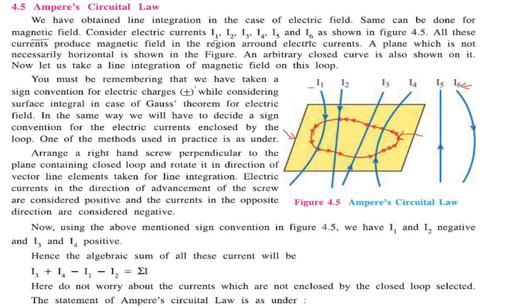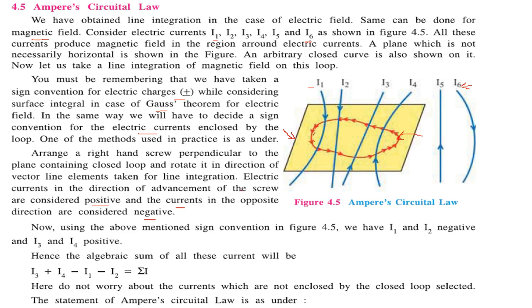There are certain things you need to remember. We have taken a sign convention for electric charges while considering the surface integral in the case of Gauss theorem for electric field. In a similar fashion, we will have to decide a sign convention for the electric current enclosed by a loop, right? Arrange a right hand screw perpendicular to the plane which contains the closed loop and rotate it in the direction of the vector line elements taken for the line integration. Electric currents in the direction of advancement of the screw we will consider as positive, and the currents in the opposite direction we will consider as negative.